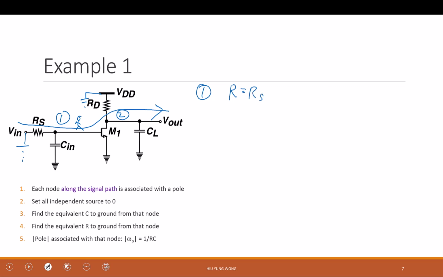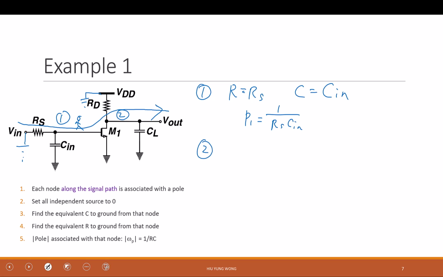I see Rs. What is the capacitor that will bring me to the ground? Cin. Unless you say, how about CGS? That will be later, so this is completely open. So done. The first pole, P1, equals 1 over Rs Cin. That's it. So you see, very fast, I find the pole. You don't need to solve KCL, KVL.